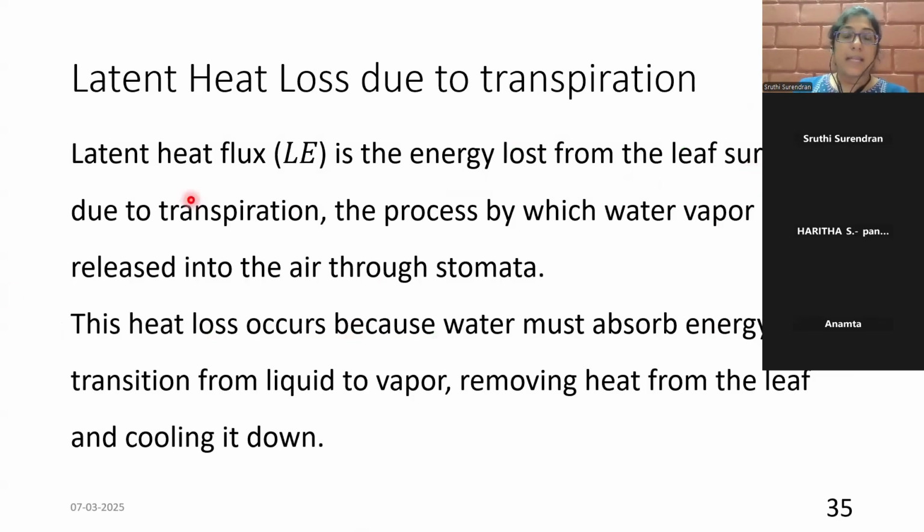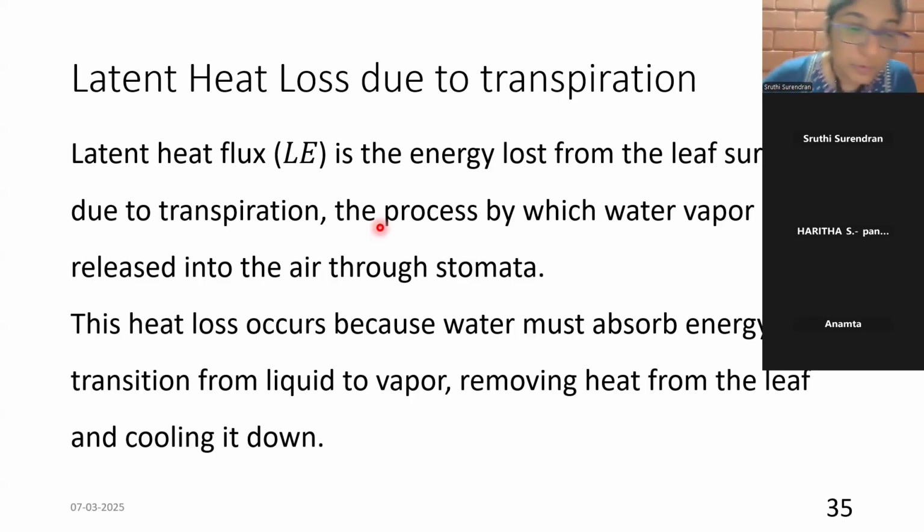In plants, latent heat is experienced or emitted in the form of the energy lost when the water inside the leaf is converted into water vapor and leaves the leaves through the stomata as the process of transpiration. So when transpiration occurs, basically latent heat is emitted or latent heat is lost.